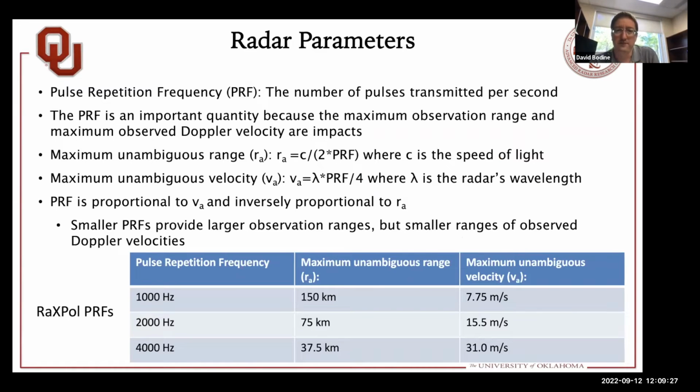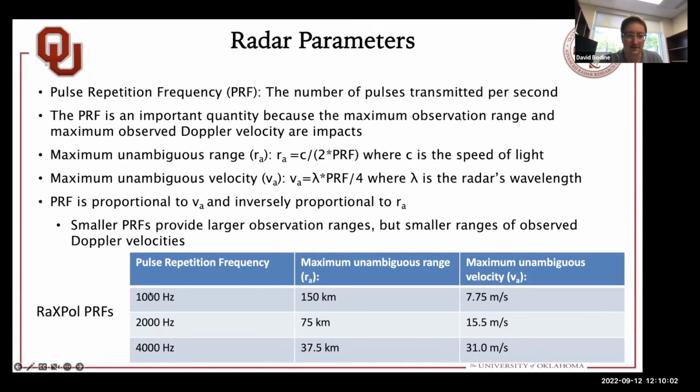Okay, so I just briefly want to cover some of the radar parameters. The pulse repetition frequency is how many pulses per second the radar transmits. And this is important because it determines how far out the radar can see in range unambiguously. And then it also determines the maximum velocity we can measure. The higher the PRF, or the faster we transmit pulses, the higher the velocity we can sample. But the faster we transmit pulses, the shorter the range we can measure out to is.